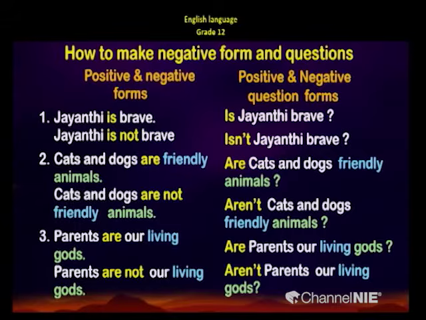The other 2 sentences too have the same. Cats and dogs are friendly animals. Are the cats and dogs friendly animals? Cats and dogs are not friendly animals. Aren't cats and dogs friendly animals?